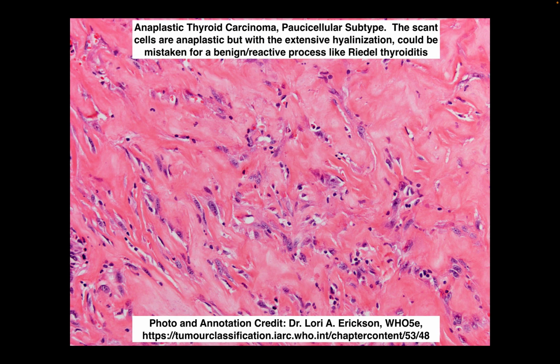Here is a very tricky subtype. There's anaplastic thyroid carcinoma that's paucicellular. The scant cells themselves, as you can see here, are anaplastic. Let's compare this to a background lymphocyte and look how large this cell is. But the anaplastic cells are kind of hidden by the extensive hyalinization that you can see.